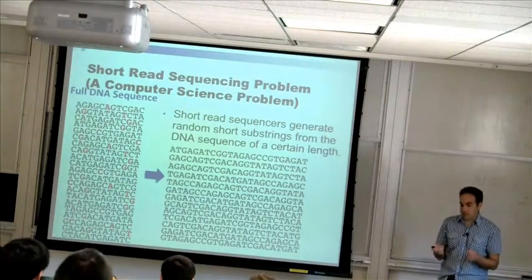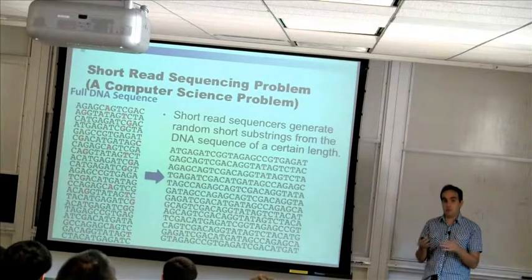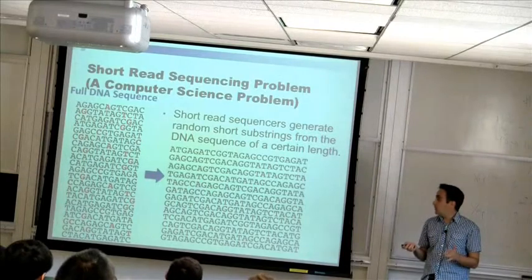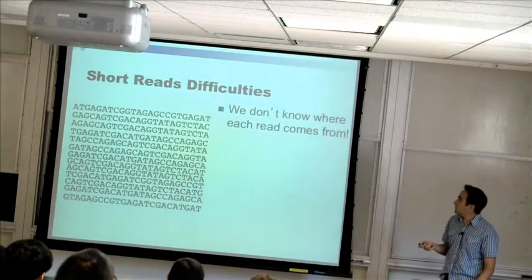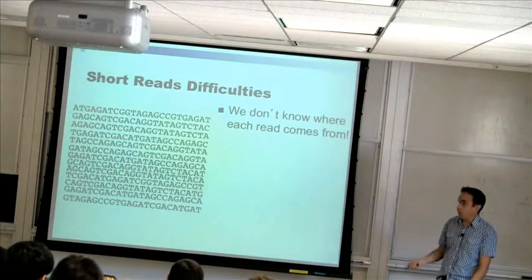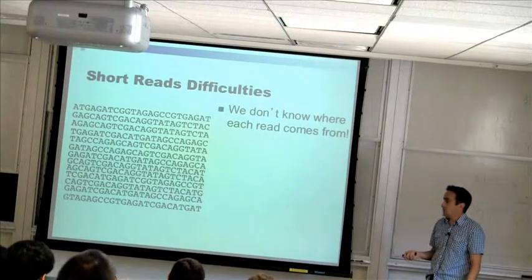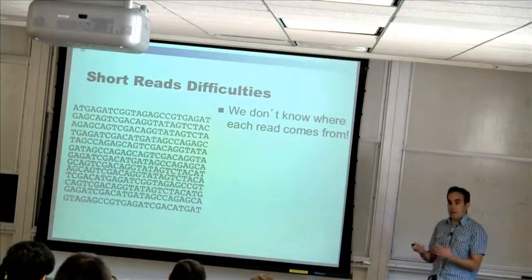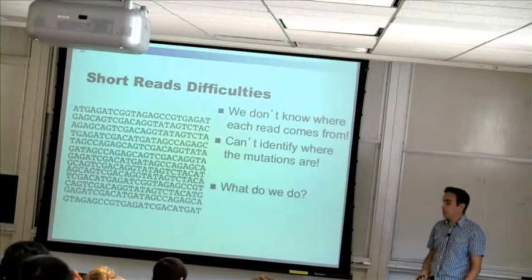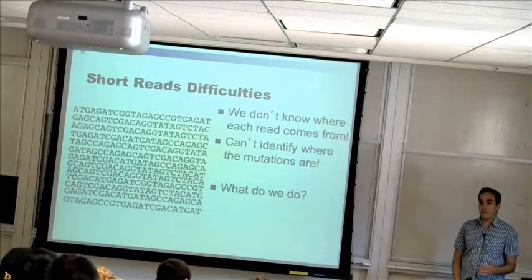The reads themselves don't have any information on what part of the genome they came from. You just get the sequence. So we don't know where each read comes from. We just get this long list of reads, and we can't identify where the mutations are because I don't have any kind of coordinate system on these reads. So the question is, what do we do? Any ideas?